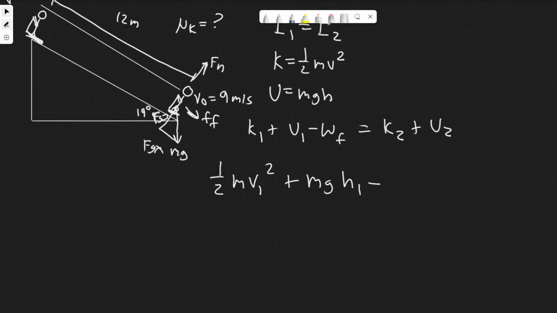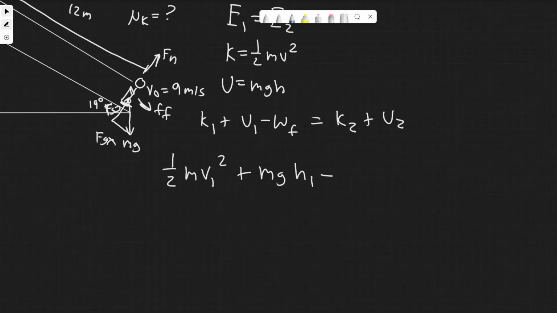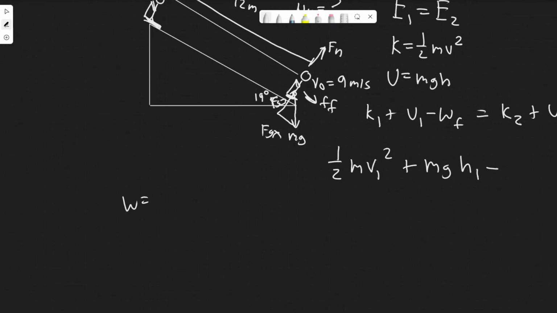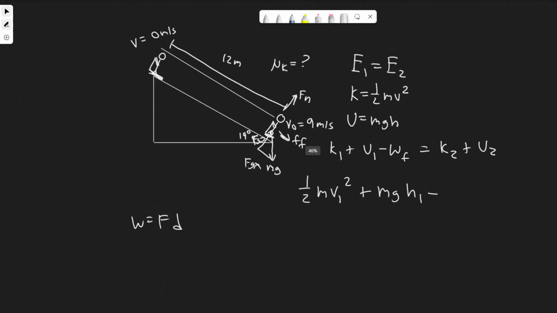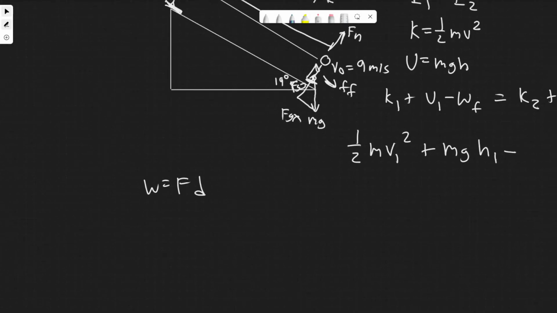Minus, and then W_f. The formula for work equals force times distance. So in this case, what is the force being applied? We're talking about the work as a result of friction, so the force of friction is our force here. We know the formula for the force of friction is mu sub k times F sub n, and then still multiplying by the distance.